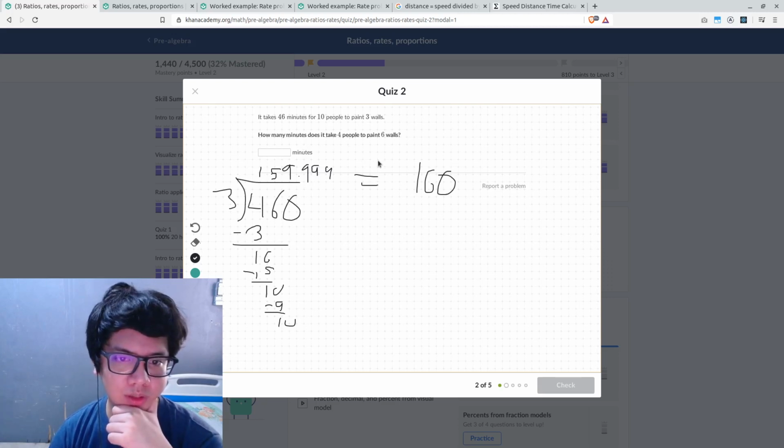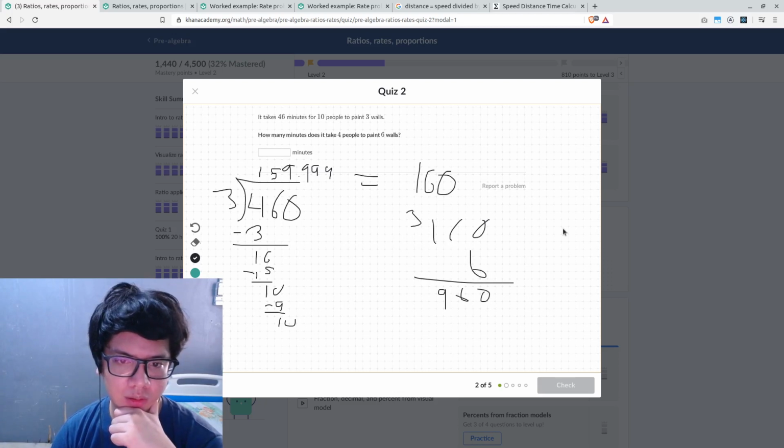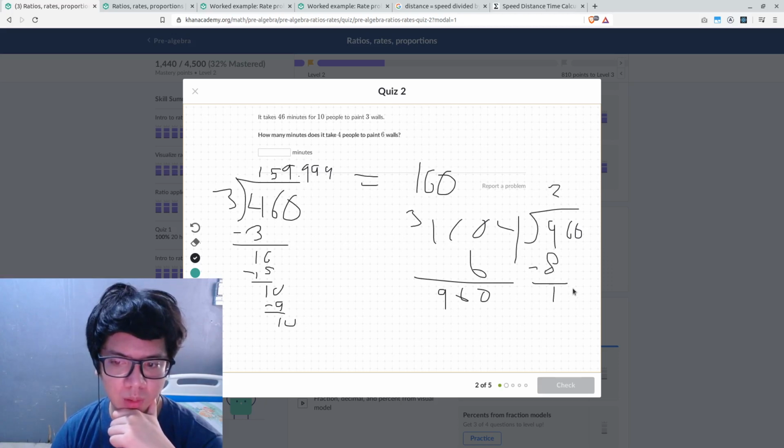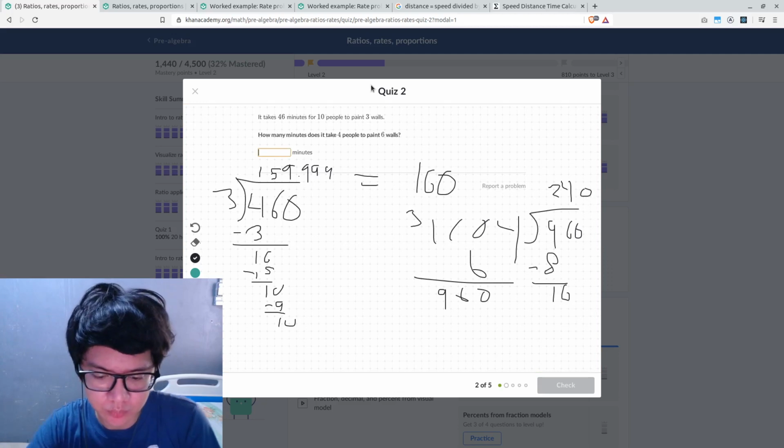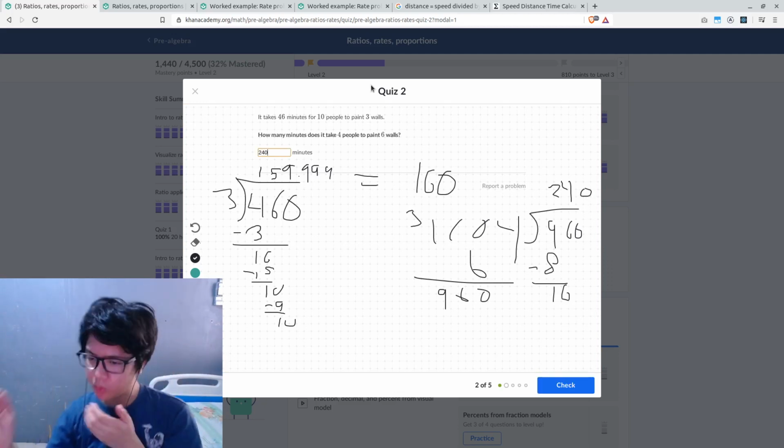Then how many minutes does it take for 4 people to paint 6 walls? Okay, so this is for 1 guy. We would need 160 minutes. So if there are 6 walls, no, there's actually 160 minutes to finish 1 wall for 10 people. So 160 times 6, that's 960, divided by 4. So we get 240. Yeah, I think 240 minutes. Oh shit, I don't know, I could be wrong.